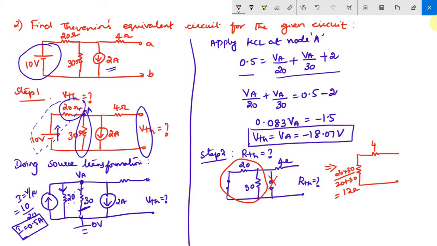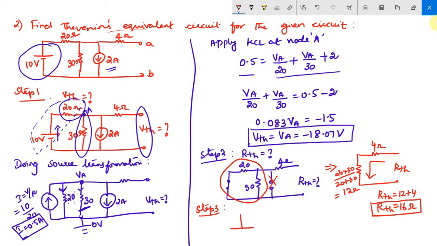Okay, so now we have 12 ohm and 4 ohm. So 12 and 4 are said to be in series. So what is your RTH then? 12 plus 4, which is equal to 16 ohm, is the Thevenin's resistance for the given circuit. Right? What is your question? You need to find the Thevenin's equivalent circuit. So do step 3 now. We know what VTH and RTH are, so draw the equivalent circuit now.